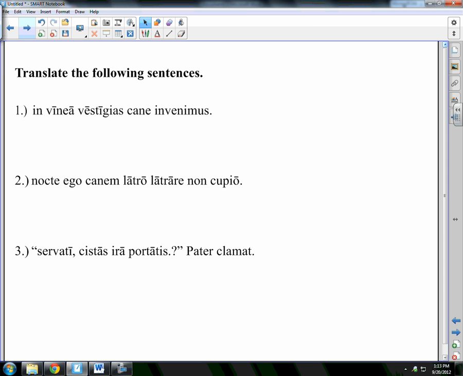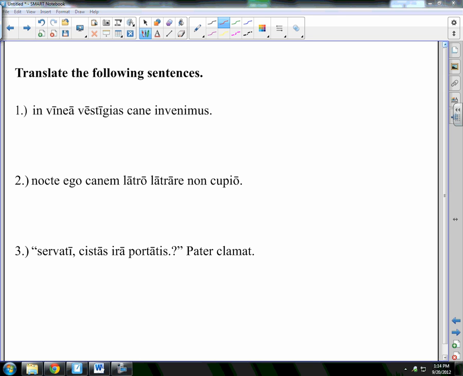Let's translate a few of these sentences. I'll give you guys a chance to pause the video and try to translate these three sentences, and decide which ablative you're dealing with in each of these cases. One of these sentences is an ablative of time, one of these sentences is an ablative of manner, and one of these sentences is an ablative of means. So you guys translate these three sentences and decide which ablative you're dealing with. Pause the video now. All right, I'll go over these three sentences with you. Hopefully you did a good job translating them.